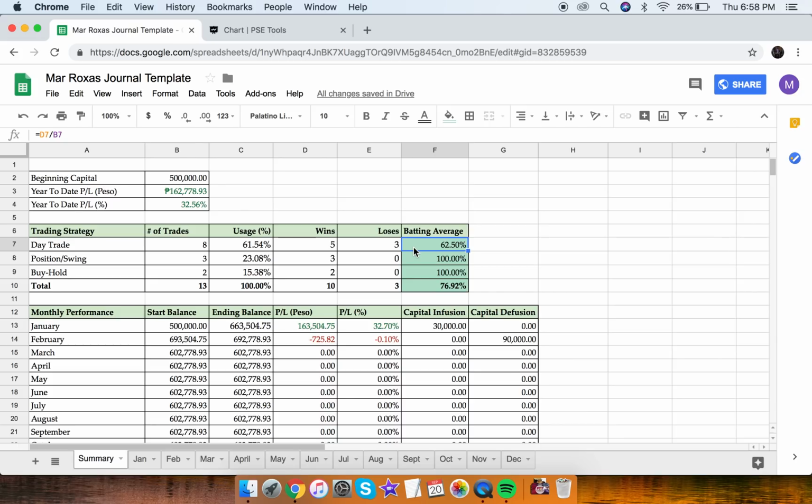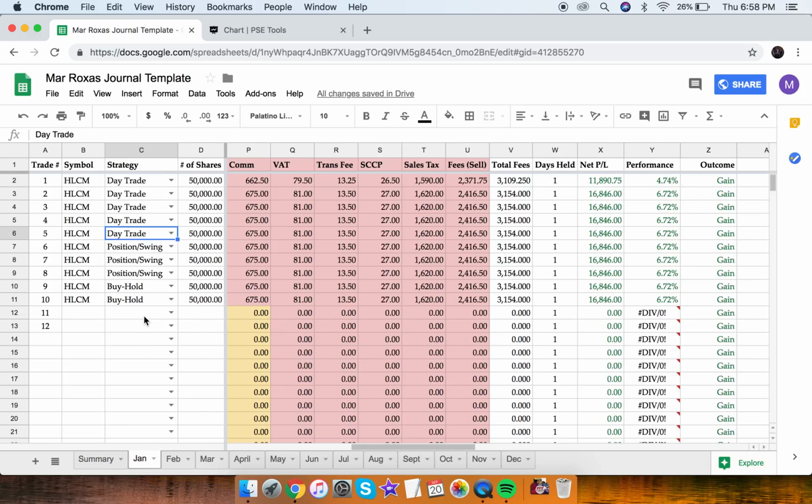So, if you follow a strict strategy with your trading, minsan kasi if yung profit loss ratio na tinitingnan mo when you enter the market is maganda, all you need is I think 45% batting average. You will operate a profitable trading career. Ngayon sa position and swing, 3 trades ang ginawa natin and lahat yun panalo. Sa buy and hold, 2 trades ang ginawa natin, lahat yun talo.